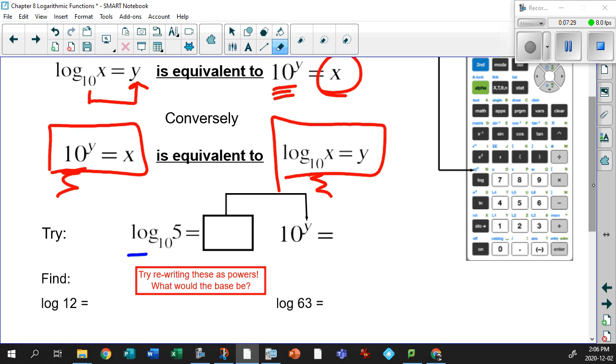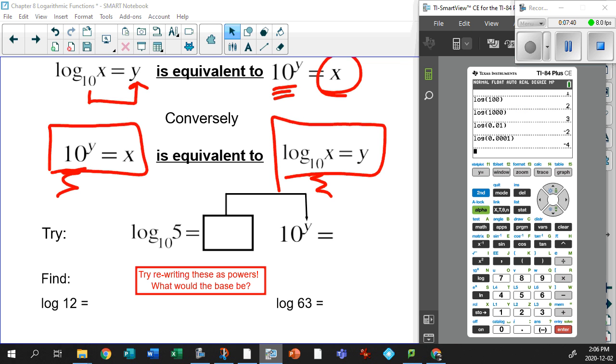Now, obviously, 5 is not a pretty number because, if you're looking at a base of 10, 10 to the power of what gives me 5? I have no idea. So let's bring up the calculator and figure out what it is. Let's clear all this stuff out of here. And let's go log, which is a common log, so it's automatically base 10, of 5 gives us, what a horrible number. 0.698970004. Oh my goodness, that's gross.